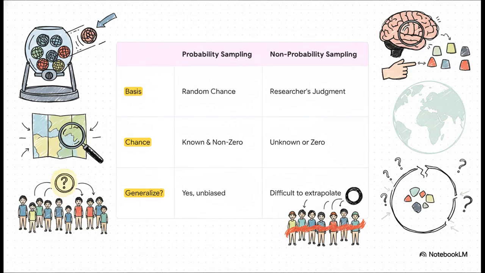With probability sampling, remember, the selection is random. Everybody has a chance to be picked. And because of that, you can generalize your findings with a lot of confidence. But with non-probability sampling, the selection is subjective. It's based on choice. That means some people have literally zero chance of being picked, which makes it really difficult and frankly risky to say your findings apply to the whole population.